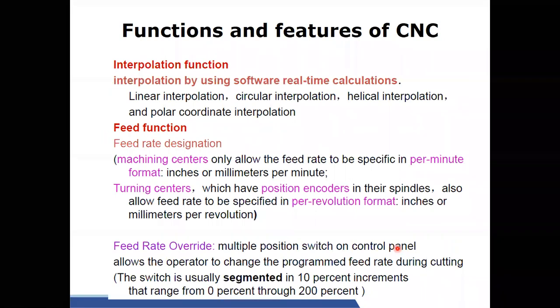Interpolation by using software real-time calculations means, if you are doing a milling operation, where exactly the operation is happening, you can see in the display. And the tool path need not always be a straight line, it may have some curvature also.